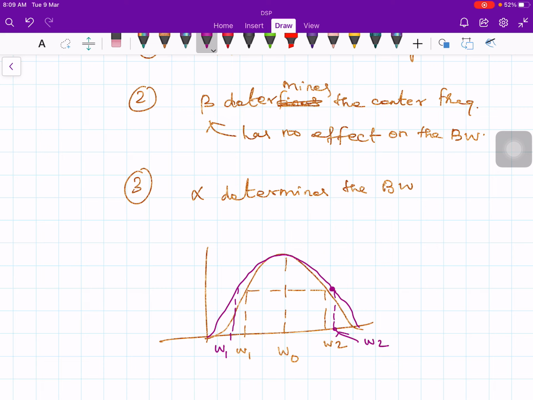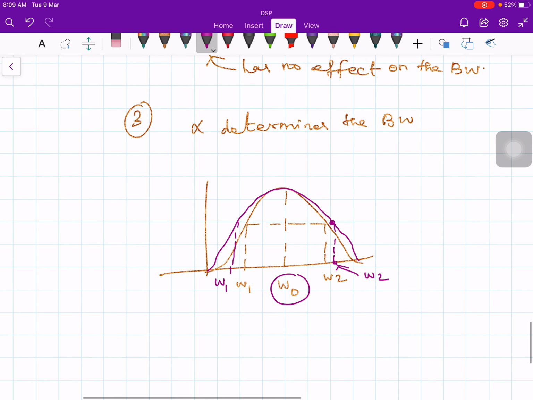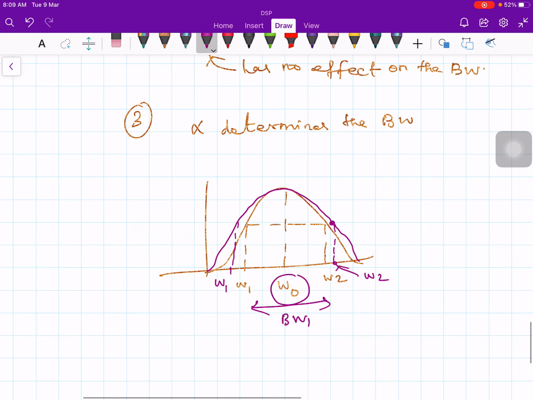Now look at here, this omega naught is not changed, but the bandwidth is changed. This is bandwidth 1, let's say, and this one is bandwidth 2. So by varying alpha, one can change the bandwidth without changing the center frequency, right? So that is the beauty of this design, this digital filter.